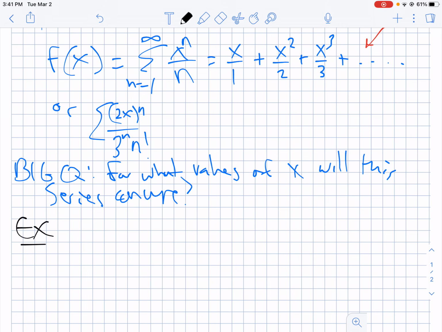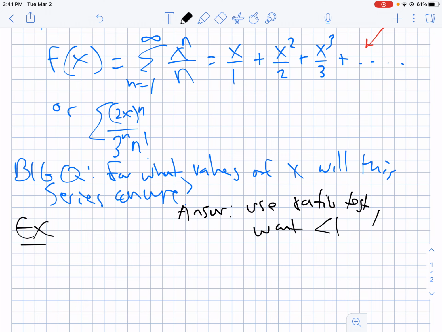So let's look at just a few examples. And the way we're going to answer this question in general is to use the ratio test. And we're going to use the ratio test, and we want the ratio test to be less than 1, because that's when the ratio test converges, when we get an answer that's less than 1.